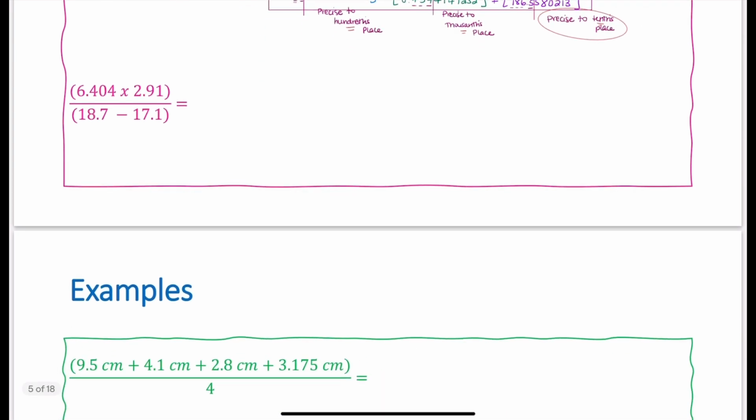Okay. Next example, 6.404 times 2.91 divided by 18.7 minus 17.1. Notice that they are intentionally in parentheses, and PEMDAS tells us we do parentheses first, which means I'm going to do this calculation and this calculation before I ever do the division. First thing I do though is I just plug them in the calculator. So I'm going to plug that numerator in the calculator and I'm going to get 18.63564. And I plug that denominator in the calculator, 18.7 minus 17.1, and I get an answer of 1.6.